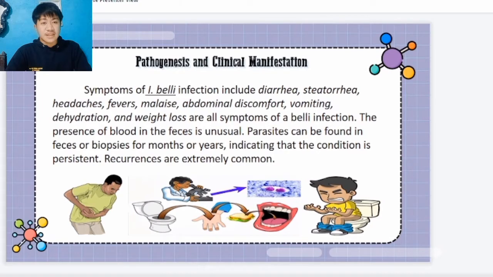Pathogenesis and clinical manifestation. Symptoms of I. belli infection include diarrhea, steatorrhea, headaches, fevers, malaise, abdominal discomfort, vomiting, dehydration, and weight loss. The presence of blood in the feces is unusual. Parasites can be found in feces or biopsies for months or years, indicating that the condition is persistent. Recurrences are extremely common.